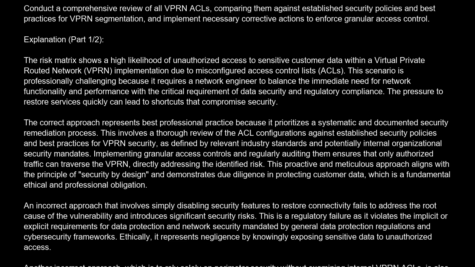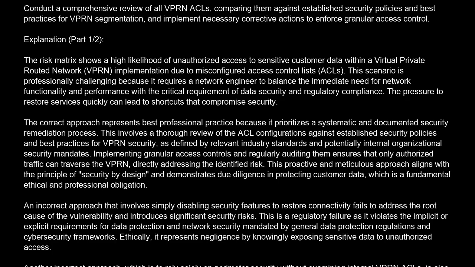This scenario is professionally challenging because it requires a network engineer to balance the immediate need for network functionality and performance with the critical requirement of data security and regulatory compliance. The pressure to restore services quickly can lead to shortcuts that compromise security. The correct approach represents best professional practice because it prioritizes a systematic and documented security remediation process.